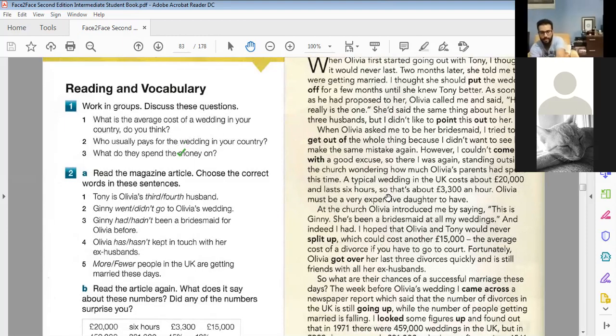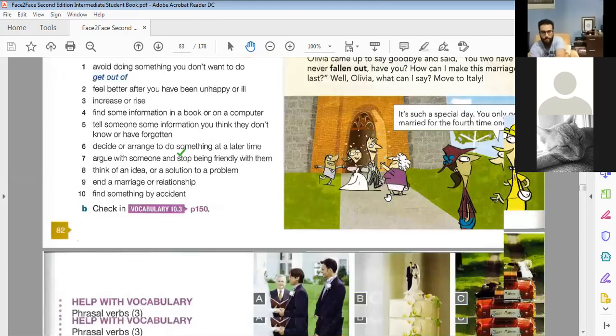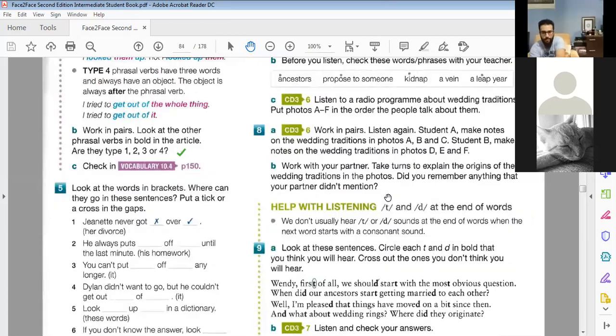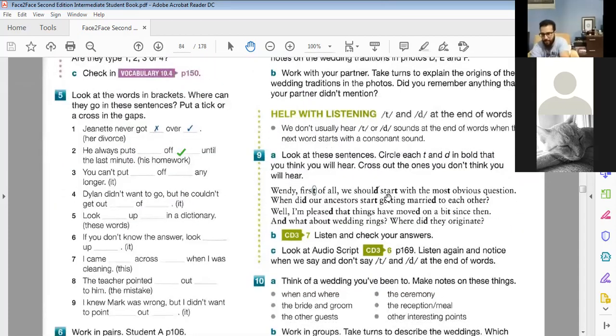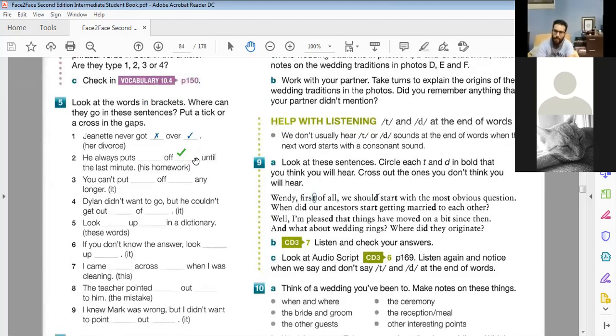So this means, what does it mean, Brian? Can you also say he always puts his homework off? This means it's optional. Either way is fine. Do it any way you like. You can say he always puts his homework off until the last minute. He always puts off his homework until the last minute. In both situations, it's okay.